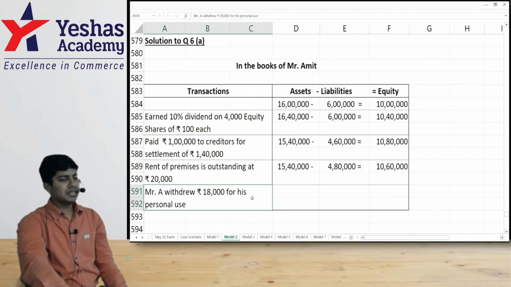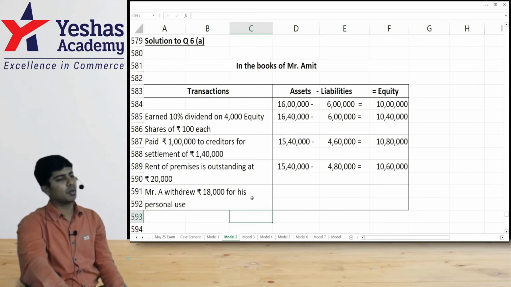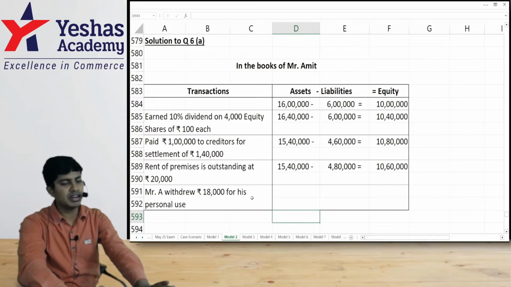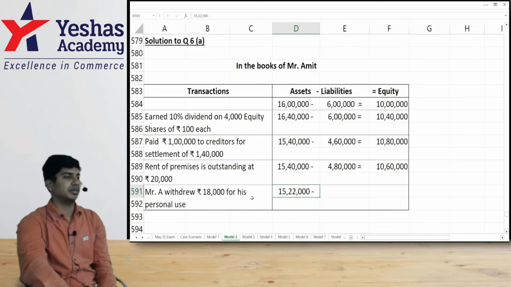What do we have next? Mr. A withdrew 18,000 rupees for his personal use. How much money did he withdraw? 18,000 rupees. When he withdrew 18,000 rupees, he withdrew it in the form of cash. Cash is there in assets. Assets 15 lakh 40 will reduce by 18, making it 15 lakh 20.